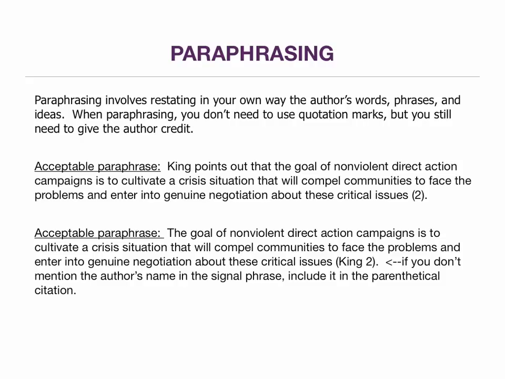Another acceptable paraphrase would be, "The goal of nonviolent direct action campaigns is to cultivate a crisis situation that will compel communities to face their problems and enter into genuine negotiation about these critical issues." So what you're noticing here is that in the first example, I mentioned King's name in the signal phrase. In this paraphrase, I'm not mentioning his name in the signal phrase, so it needs to be mentioned in the parenthetical citation. So if you don't mention the author's name in the signal phrase, include it in the parenthetical citation.